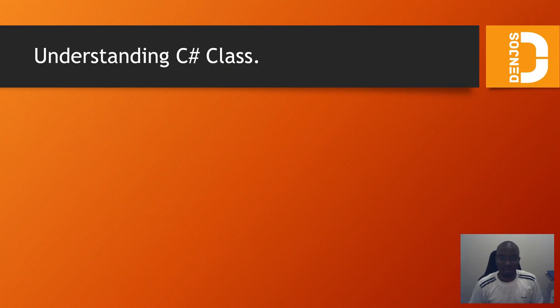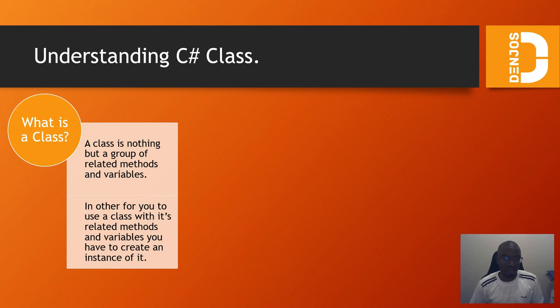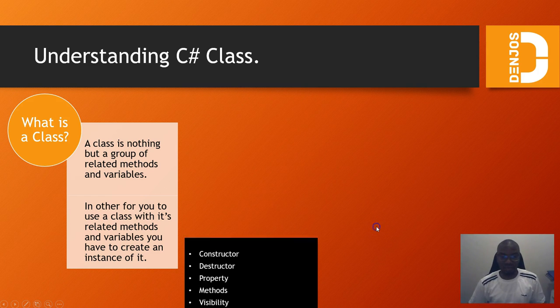Understanding C# class. What is a class? A class is nothing but a group of related methods and variables. In order for you to use a class with its related methods and variables, you have to create an instance of it. Okay, now I'm going to break that down.